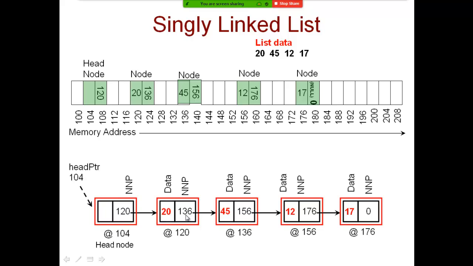And then from that node, you can visit the next data node, which is at address 136, which is this one. And there you have the data. And then access the next data node, which is at address 156. And the next data node is at address 176. Then the next node pointer for this data node is null. So that means this is the last data node. You cannot go anything further down. So that is how we access a linked list in the forward direction. And you can access only in one direction, from the head node all the way further down.